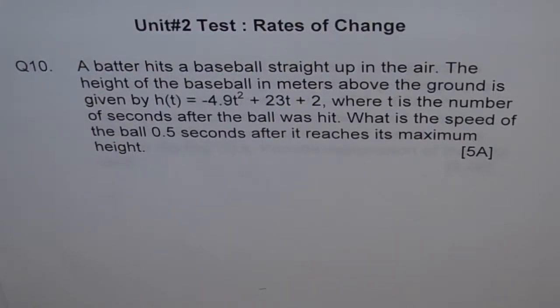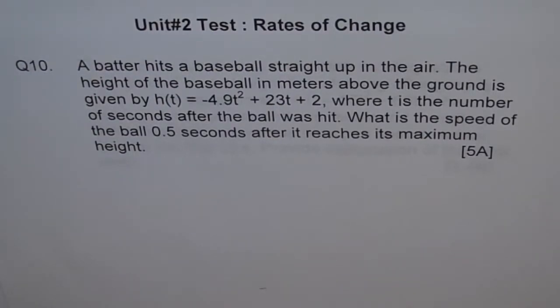Here is a very interesting problem. Question 10. A batter hits a baseball straight up in the air. The height of the baseball in meters above the ground is given by h of t equals minus 4.9 t squared plus 23 t plus 2, where t is the number of seconds after the ball was hit. What is the speed of the ball 0.5 seconds after it reaches its maximum height?